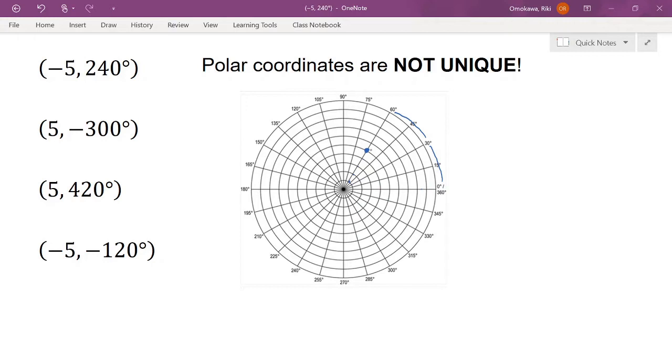And then same deal with negative 5, negative 120 as well. Negative 120 is here, go backwards 5 to get to the same point. So again, all of these points are written differently as coordinate pairs, ordered pairs, but in our 2D space, they are the same exact location. Those coordinates are not unique.